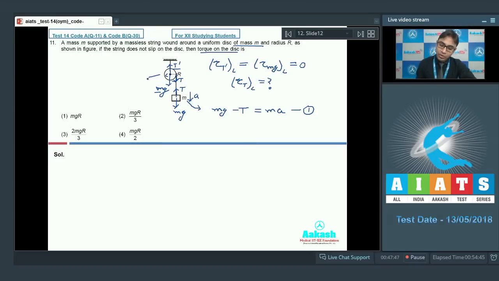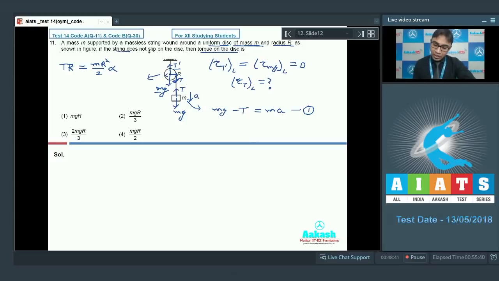Now if I write the equation for this disk, this disk does not have any translational motion, it has only rotational motion. So we only have to write the torque equation for this disk. T is acting at this point and the perpendicular distance is r, so the torque will be Tr equals I alpha. And what is the moment of inertia of this disk? Since this is a uniform disk of mass m and radius r, the moment of inertia will be mr square by 2, into alpha, right?